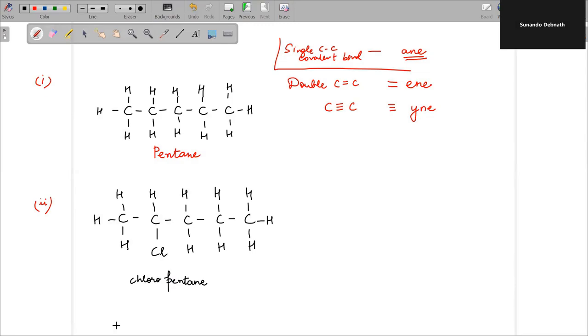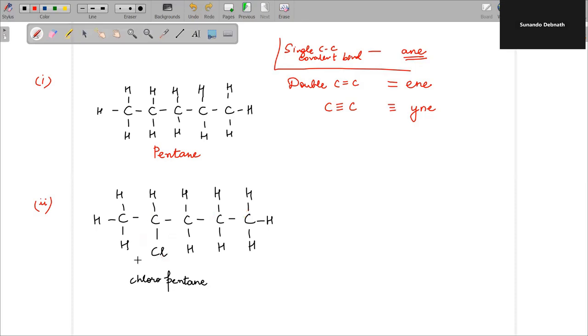No. You have to also mention the position of the chlorine. And this is where the numbering matters. You have to do the numbering in such a way that the functional group gets the lowest possible number. If you start the numbering from this end, 1, 2, 3, 4, 5, you have obviously 5 carbon atoms in the main chain. But in this case, the number that the functional group is getting is 4. Means this chlorine is getting connected to the 4th carbon atom. But if you number it in this way, 1, 2, 3, 4, 5, then it would mean that chlorine is getting connected to the second carbon.